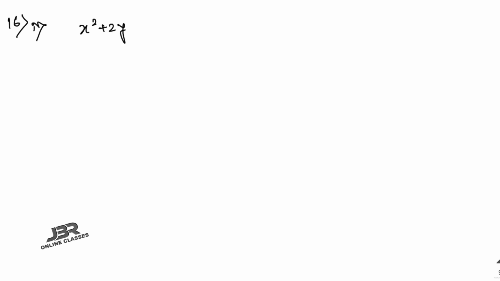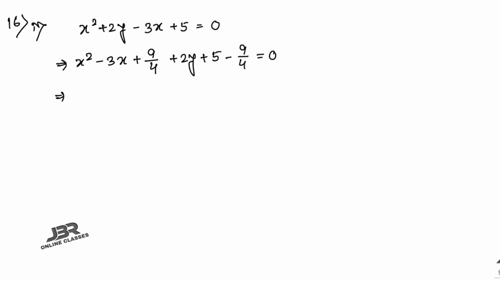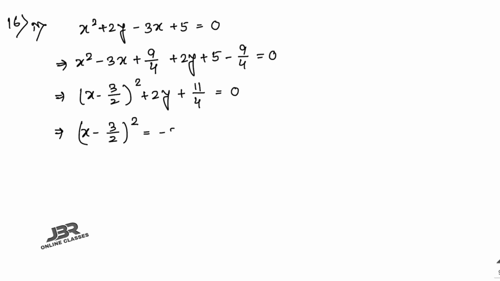x square plus 2y minus 3x plus 5 equal to 0. So first write down here x square minus 3x plus 9 by 4, plus 2y plus 5 minus 9 by 4. You have to make a square form. So it will be x minus 3 by 2 whole square plus 2y plus 11 by 4 equal to 0. So x minus 3 by 2 whole square equal to minus 2 times y plus 11 by 8. Put it as equation number 1.